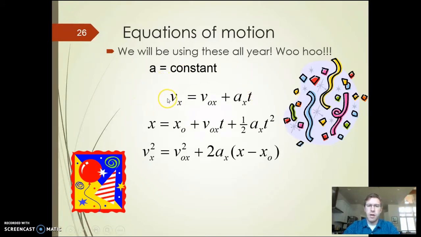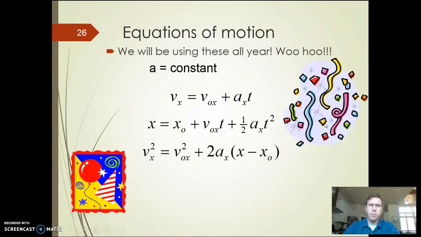As you see here, this one doesn't depend on displacement at all. So if you don't know anything about displacement, maybe you want to find time and you know the other variables, this is a go-to equation for you. Now this one that we just derived doesn't involve time. Maybe you don't know the time, you want to find the displacement. Well, this would be a good way to go. So you're going to have to strategically choose which equation of motion to use.